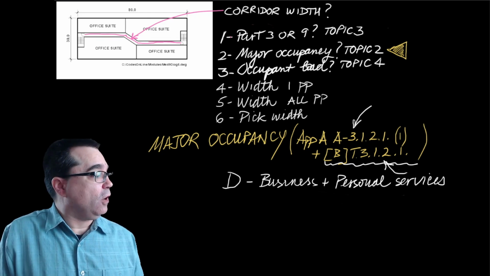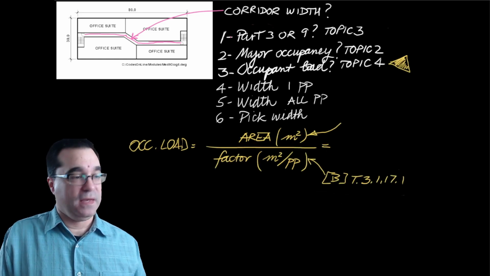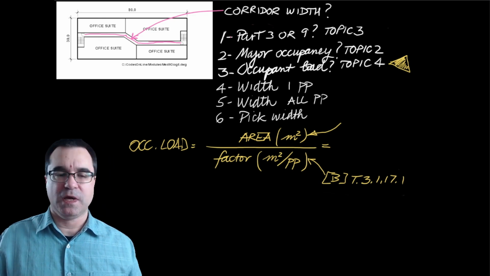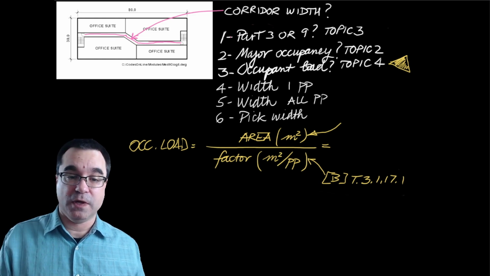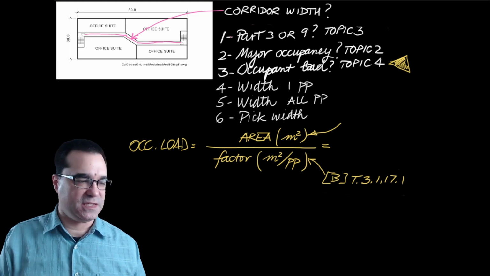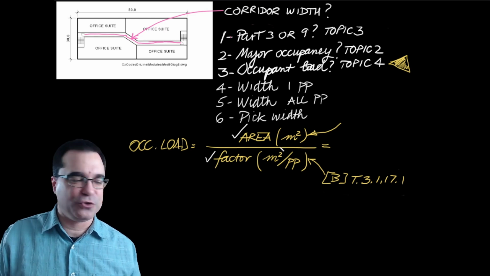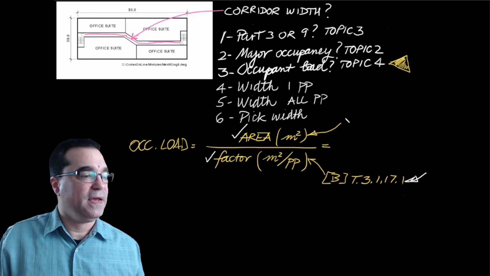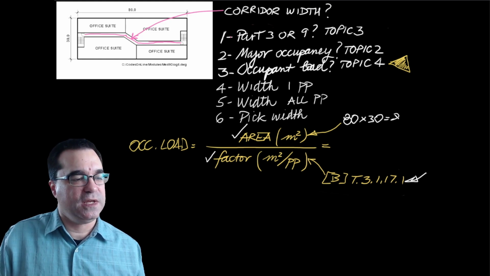We can now move on to the next step, which is step 3, which is determining the occupant load. We learned about this under topic 4. The occupant load is fancy building code speak for the number of people that are going to be using that space, occupying that space. And the formula for that, it's the area for that space divided by some factor, which we actually get from table 3.1.17.1. The area of our space, we just get it from the drawing. It's 80 times 30 equals 2,400 meters squared.